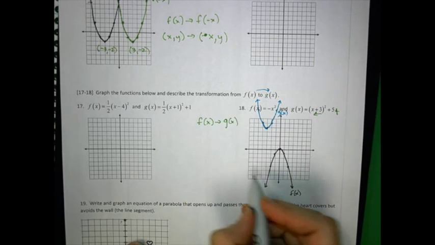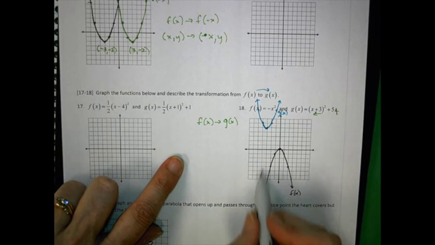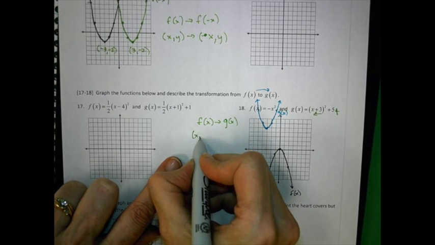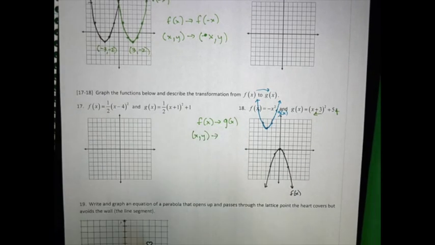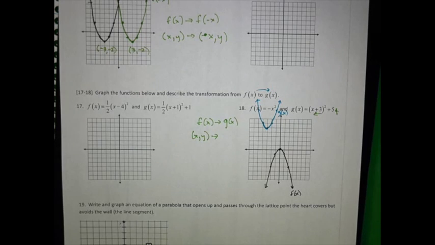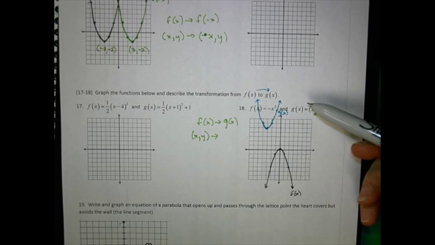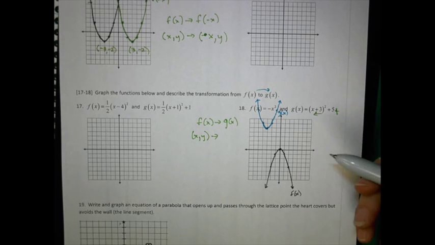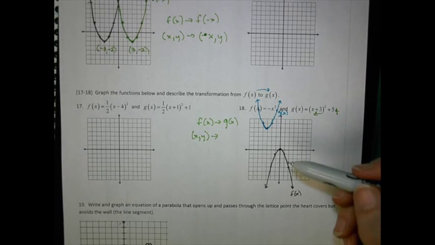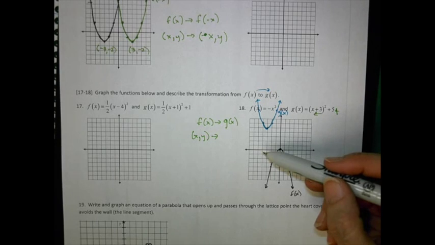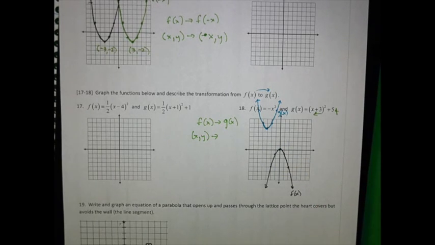And f of x is this guy, and if I make his points x, y, then g of x has a lot of things going on. G of x is a reflection, because it's facing up instead of down, and it's also a translation, where it has slid back 3 and up 5. And so you need all of those things to happen.